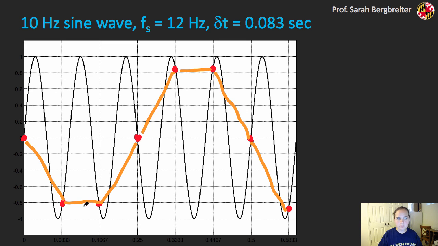What you can see from this reconstructed signal is that it looks absolutely nothing like the original 10 Hertz sine wave in black. In fact, this orange signal now looks like a 2 Hertz sine wave. And that's a really bizarre consequence of slowing down my sampling rate. So let's look into how we can avoid this and where this weird 2 Hertz reconstructed signal comes from, from an original 10 Hertz sine wave that was sampled at 12 Hertz.